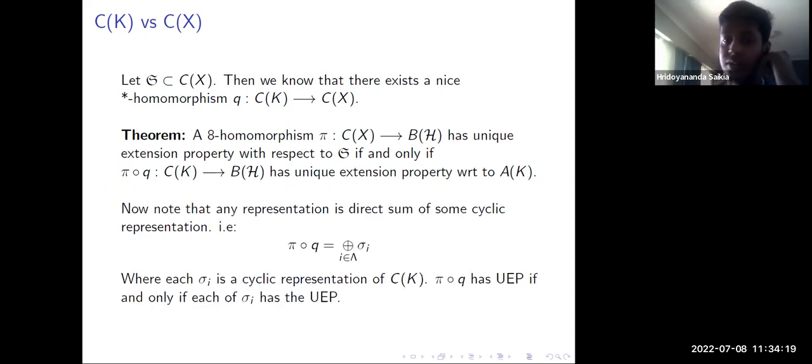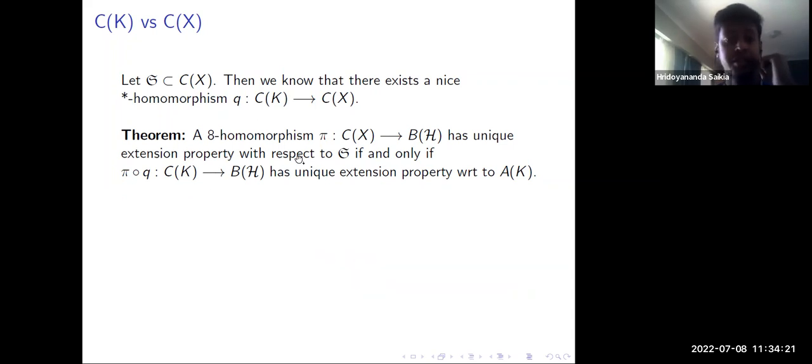All right. Now that means our problem is reduced to classifying all the star homomorphisms of C of K, for K convex, which have the unique extension property. I want to classify all the star homomorphisms of C of K which have the unique extension property where K is particularly good. That means K is convex.